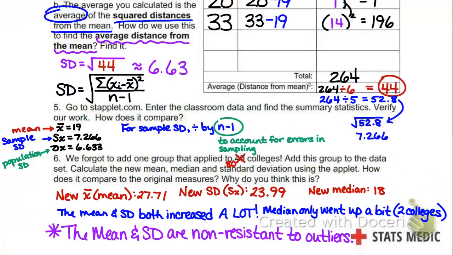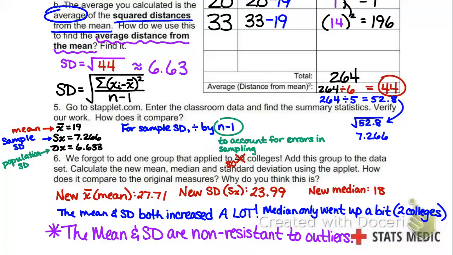What do you think it would mean to be non-resistant? It's more easily changed, yes. To be resistant, it's not going to change much. Our median didn't change much. Our median would be resistant to outliers. The mean is non-resistant. It moves a lot more if we have outliers. If it's a high outlier, it's going to get pulled up into those larger numbers. If it's a low outlier, that mean is going to get pulled down lower.